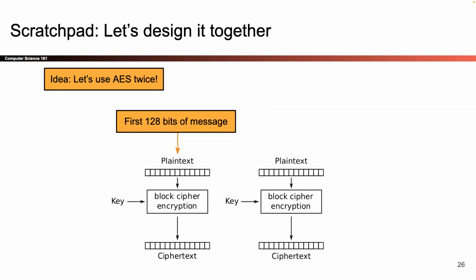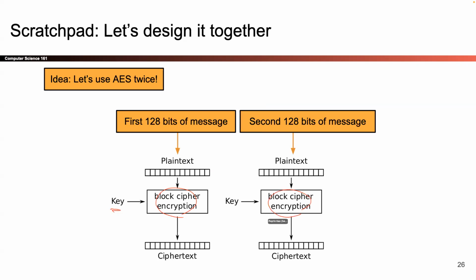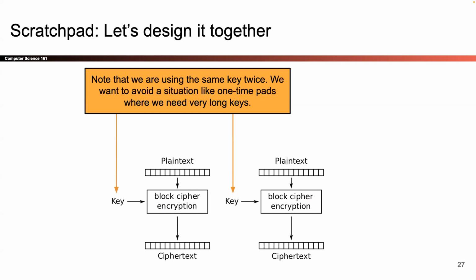Well, I would take my message, which is 256 bits. I would chop it in half. That first half, the first 128 bits, I'd pass it through a block cipher with some fixed key. The second one, I'd pass it through some block cipher with a fixed key. But in both cases, I would get some ciphertext. And once I combine it, I get my resulting 256-bit ciphertext. That's my first attempt. Is it good? I guess we'll find out.